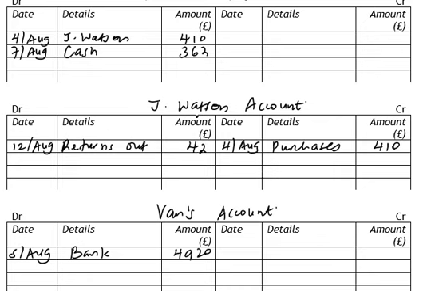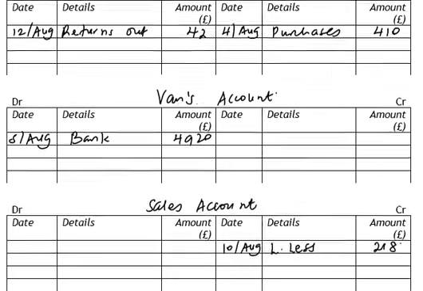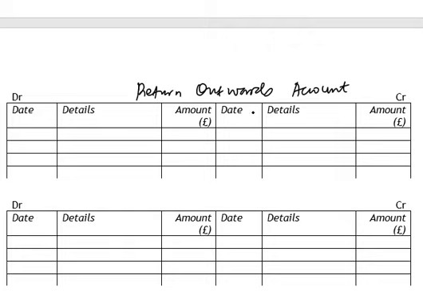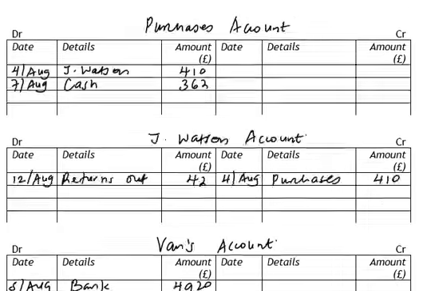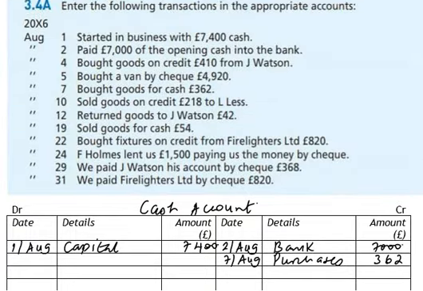So in the return outwards account, it means that I'll make a credit entry in that account. That is on 12th August, J. Watson with a 42. The goods returned were worth 42 pounds. Okay.